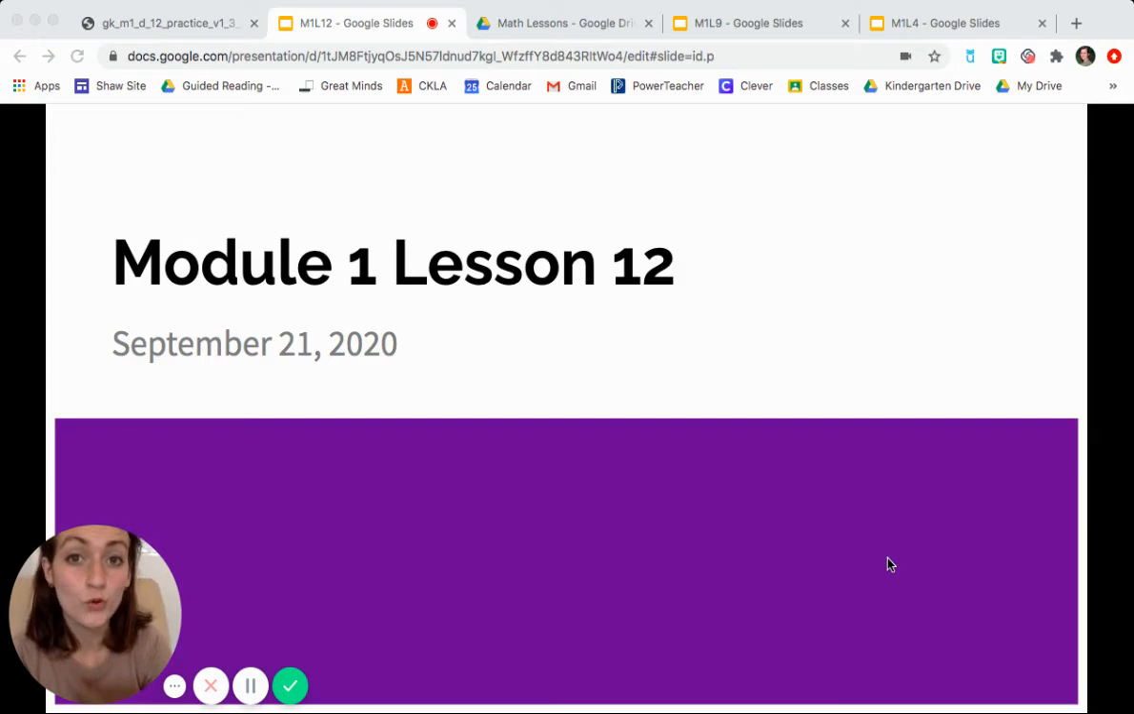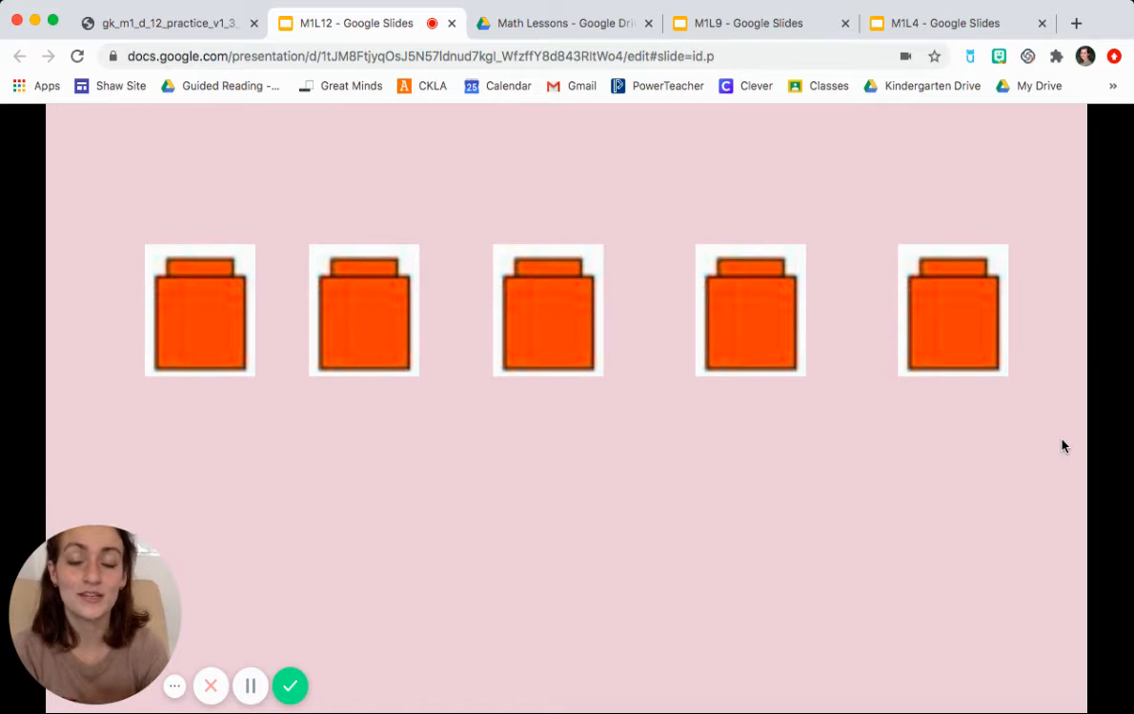This lesson is really interesting. You're going to need your whiteboard and you're also going to need your linking cubes, just like we've used before. So here I have a picture of our linking cubes. You're going to need 5 of them today, okay? So let's go ahead and get started. I have 5 linking cubes in front of me. Hopefully you have 5 linking cubes in front of you also. We're going to do some different things with these cubes.